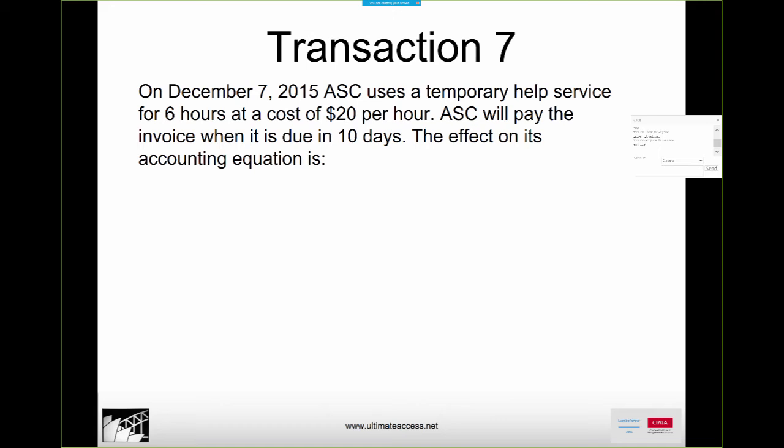Where is the debit? On the 7th of December, ASC uses a temporary help service for 6 hours at a cost of 20 per hour. So how much do you think that they would have agreed to pay? What is the amount? Correct, right? That is the amount. ASC will pay the invoice when it is due in 10 days, right? So what is the debit and the credit here? Where will you debit it?